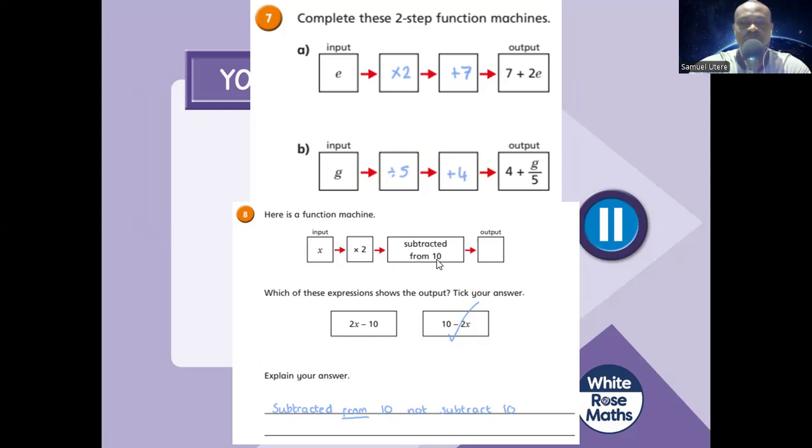This is not the same as 10 plus 2x. It's not the same as 2x minus 10. Okay, because we're subtracting whatever we have from 10. So it's going to be 10 minus 2x.